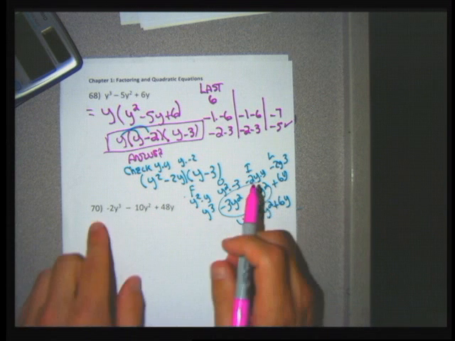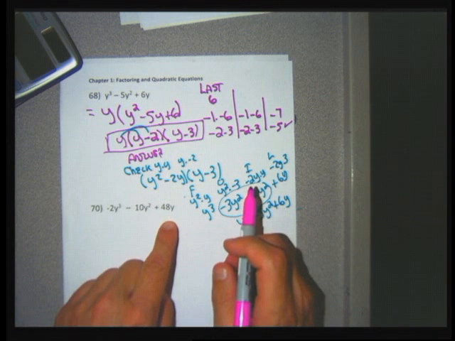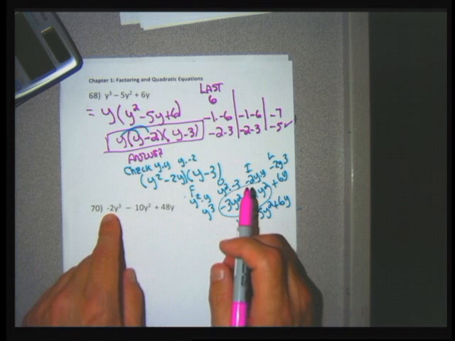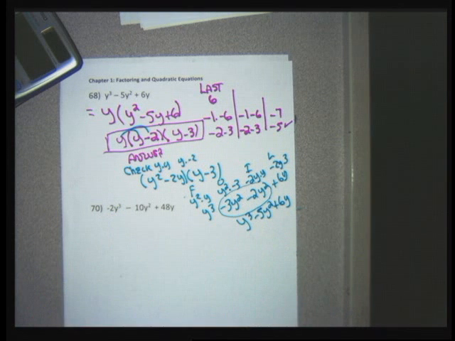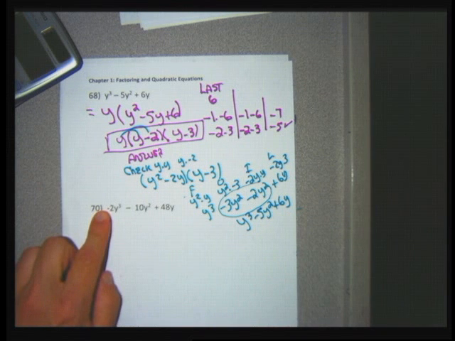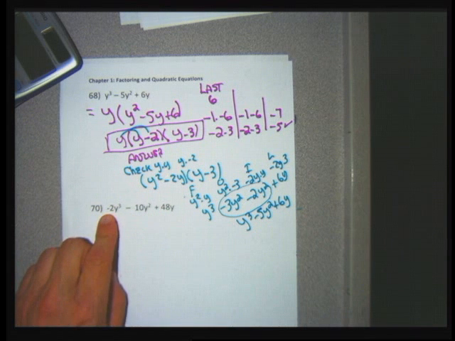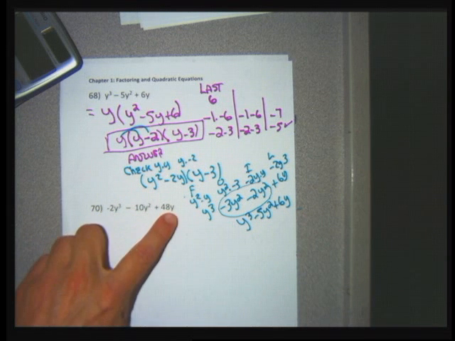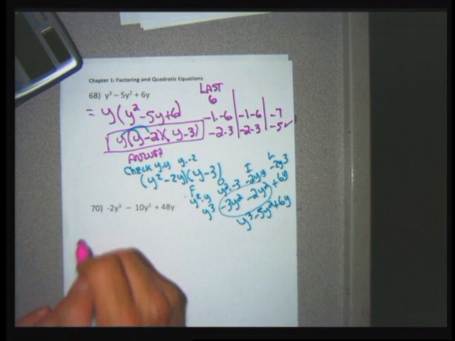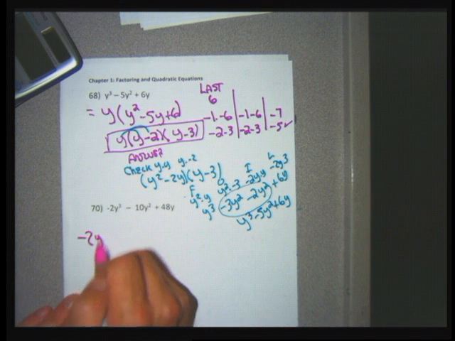On 70, there's a common factor of a 2, but the first term is negative. I need to factor out a negative to make that first term positive. So I'm going to factor out, well, actually more than a 2. I factor out a negative because the first term is negative. I factor out a 2 because every number is divisible by 2. I factor out a y because each term has a y. So my first step is I'm going to pull out the common factor of minus 2y.